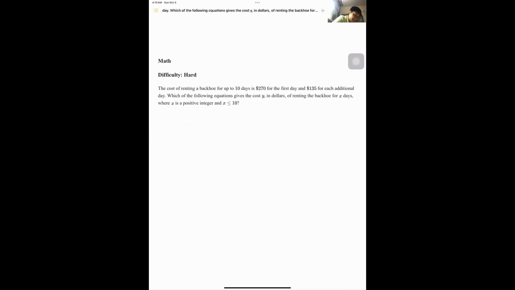Next question. The cost of renting a backhoe for up to 10 days is $270 for the first day and $135 for each additional day. So this is an arithmetic progression. Which of the following equations gives the cost, in dollars, of renting the backhoe for x days, where x is a positive constant, x less than or equal to 10? In this type of question, if x is greater than or equal to n, then we do x minus n. But if x is less than or equal to n, then we do x minus 1.